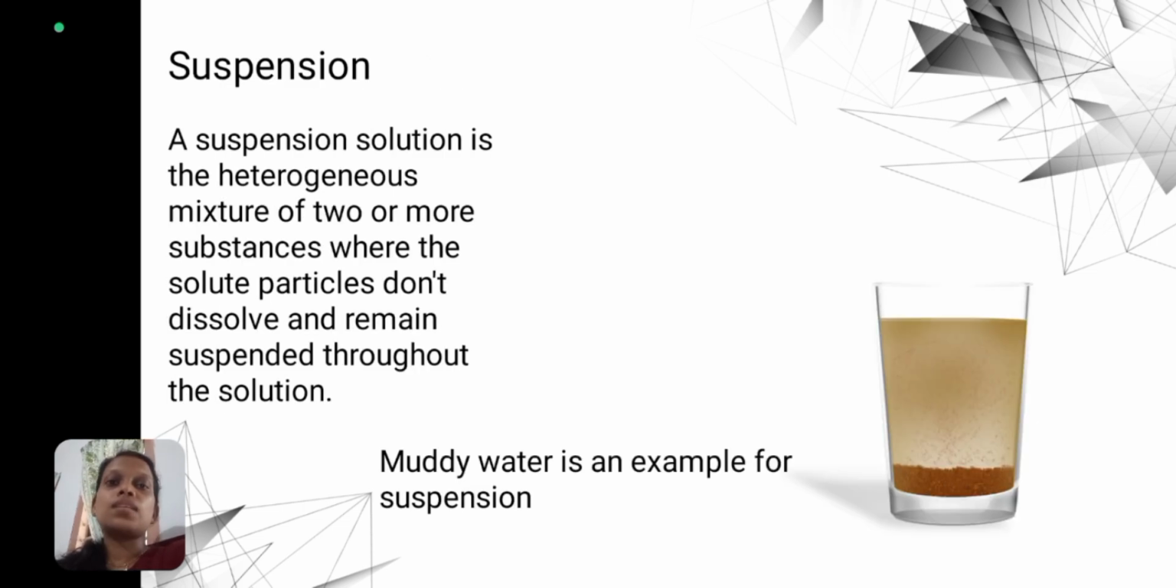And next is suspension. A suspension is a heterogeneous mixture of two or more substances where the solute particles do not dissolve and remain suspended throughout the solution. Muddy water is an example of a suspension.